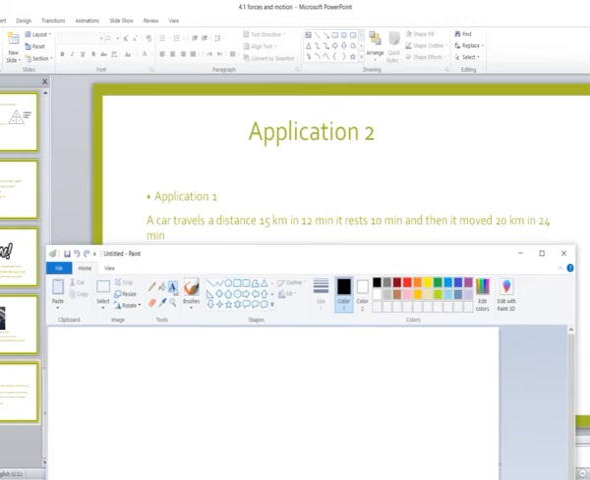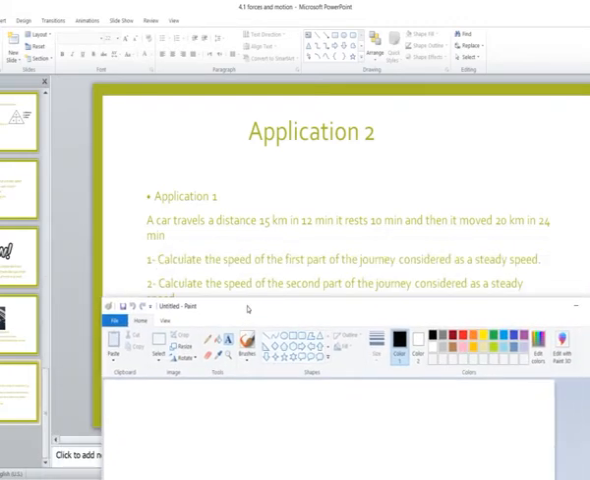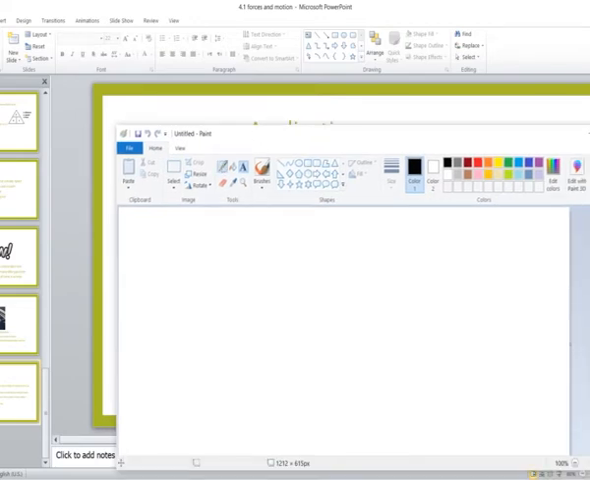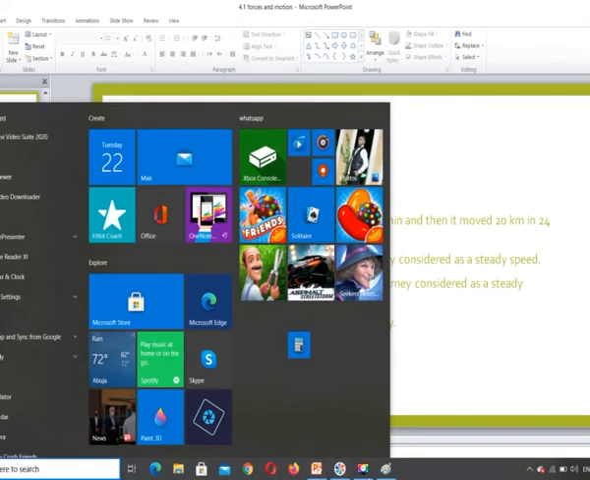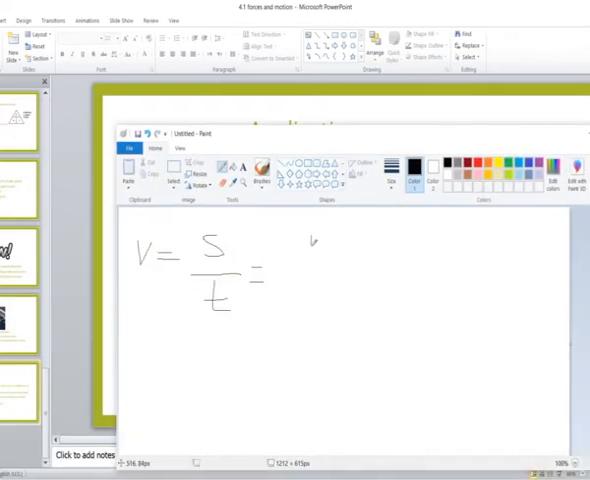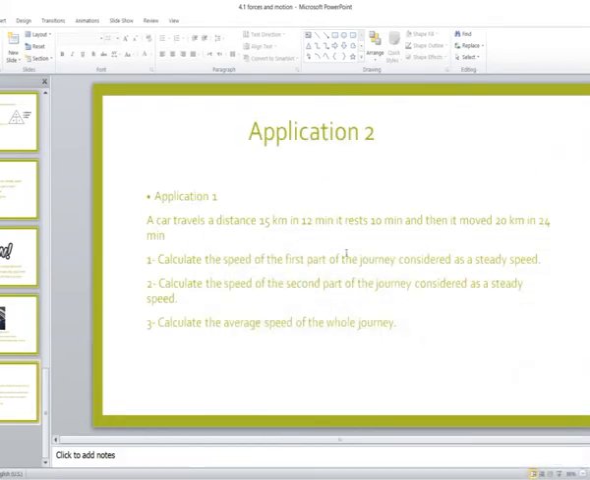Okay, so what is the rule of the speed? What is the symbol of the speed? V is equal to, what's the symbol of the distance? S divided by time, right? What is the distance in this part? The distance in this part is 15 kilometer, right? So let's use 15 kilometer.